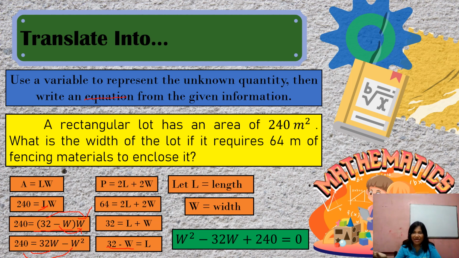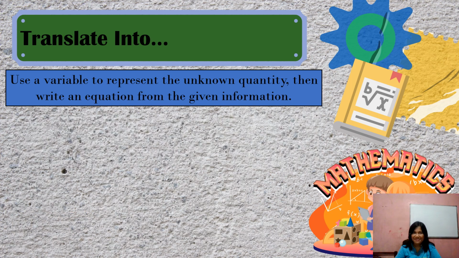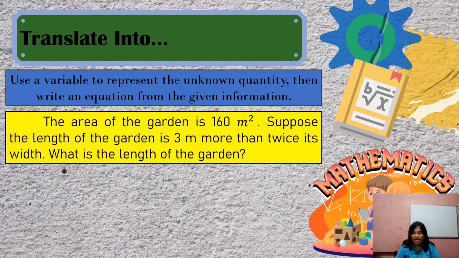Want some more? Let's have more. Here, the area of the garden is 160 square meters. Suppose the length of the garden is 3 meters more than twice its width. What is the length of the garden? Okay, this time, area is given, but no more perimeter. How are we going to create an equation out of this problem?